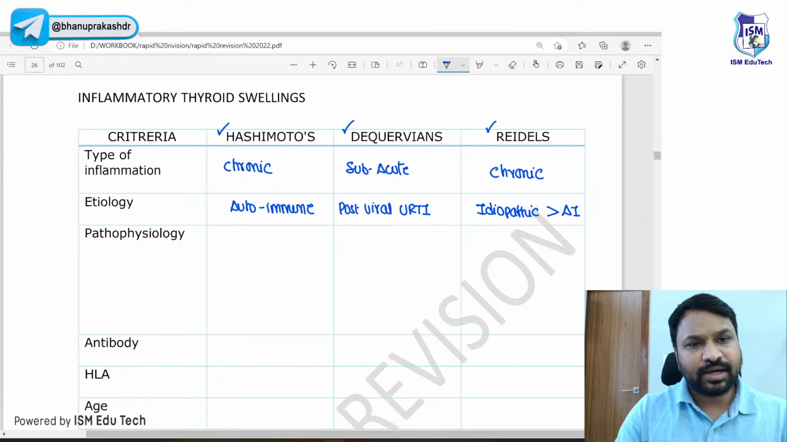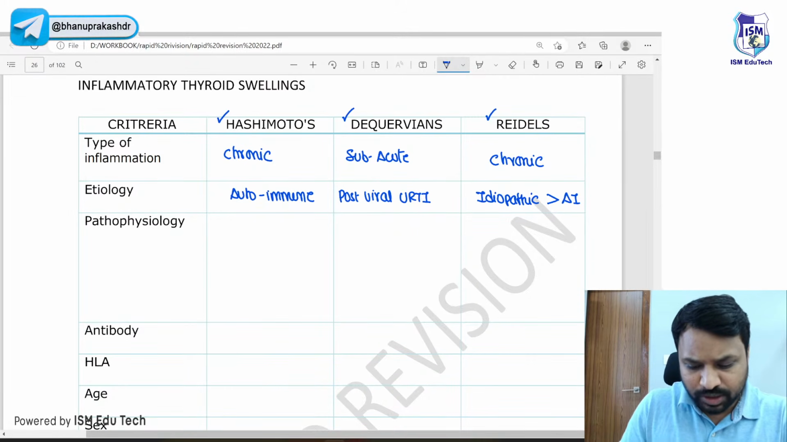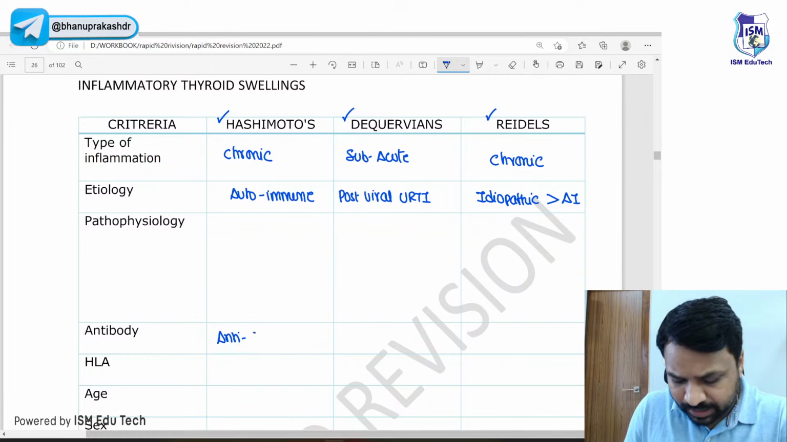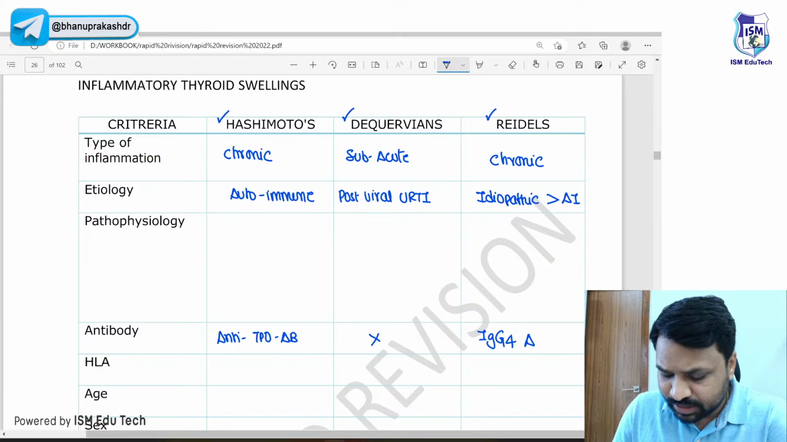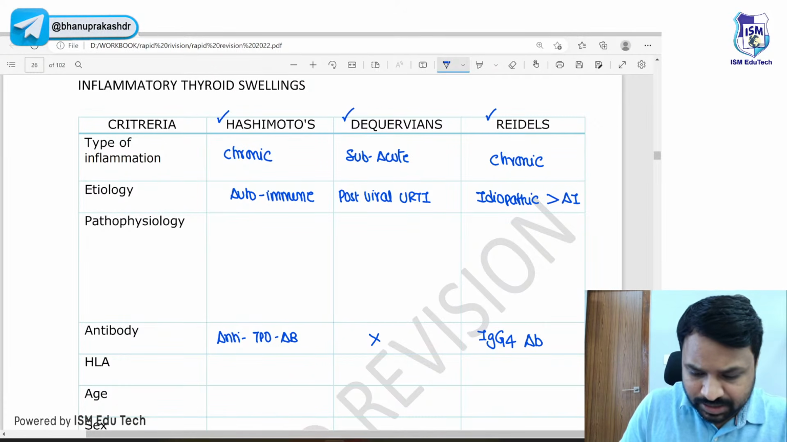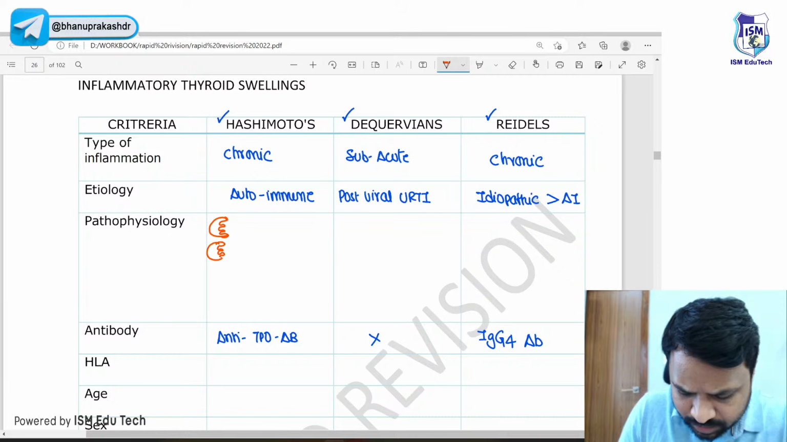In Hashimoto's thyroiditis, as it is an autoimmune disorder, when we talk about pathophysiology, there is an antibody that is developed. The antibody in Hashimoto's is your anti-TPO antibody. There is no antibody here, but if Riedel's is associated with autoimmunity, it is your IgG4 class of antibody that is usually developed. Now, this is your anti-TPO antibody that is formed.